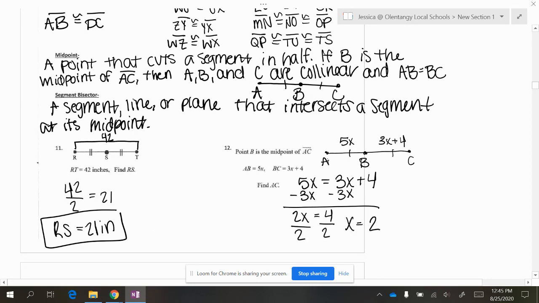X is 2. And then AC is the whole length. So what is 5 times 2? 10. So I know that this segment is 10 and this segment is 10. So 10 plus 10 is 20. So AC is 20.